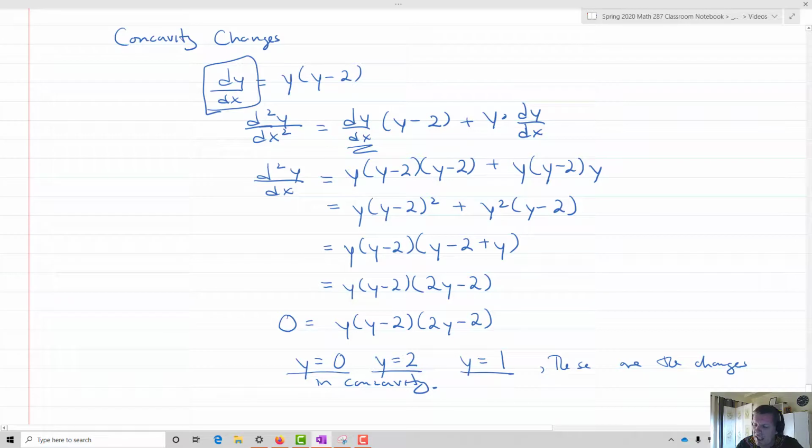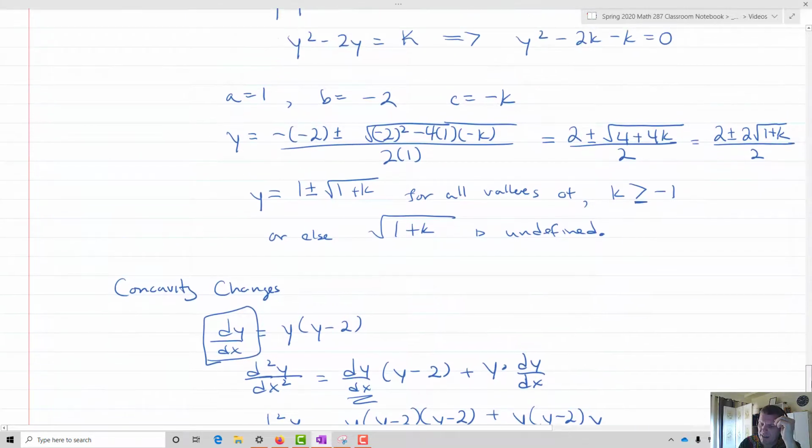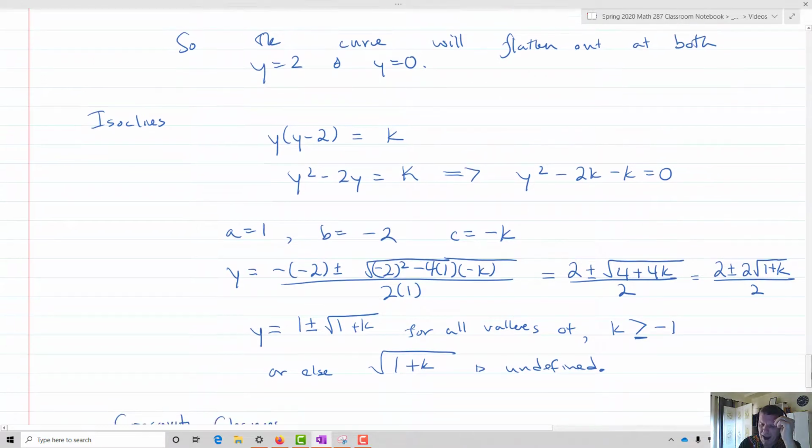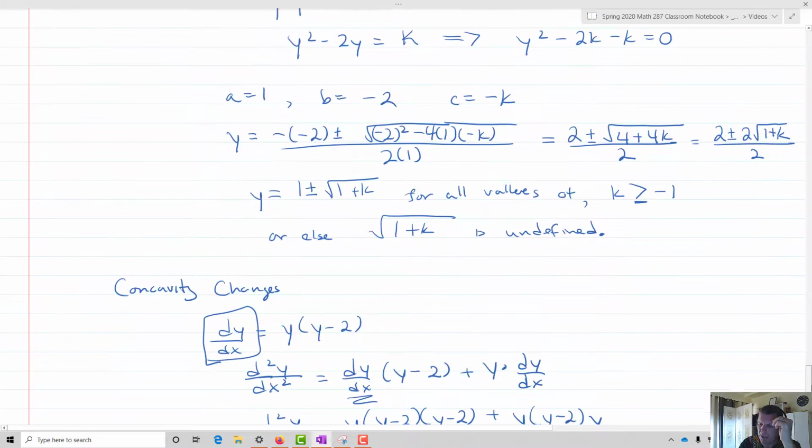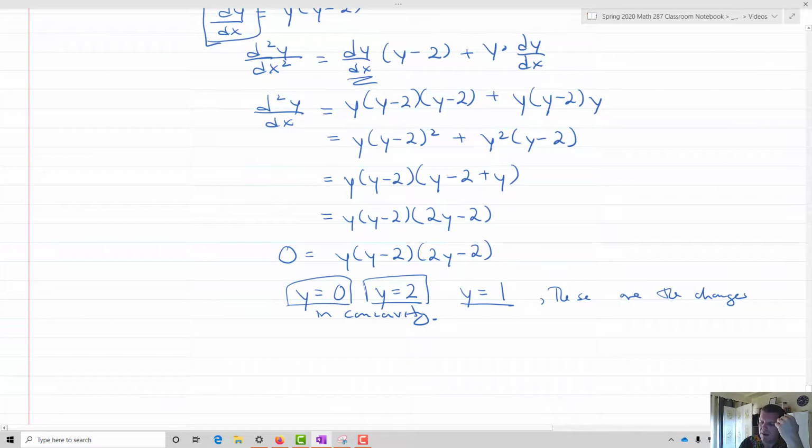Let's take a look at each one of these features. We have equilibrium solutions at y equals 0 and at y equals 2. We also have our isoclines, which are going to be everywhere for all values of y. They'll never be less than negative 1, and they're going to get bigger and bigger as we increase the values of y. So as y gets bigger, we're going to get bigger and bigger values for isoclines.